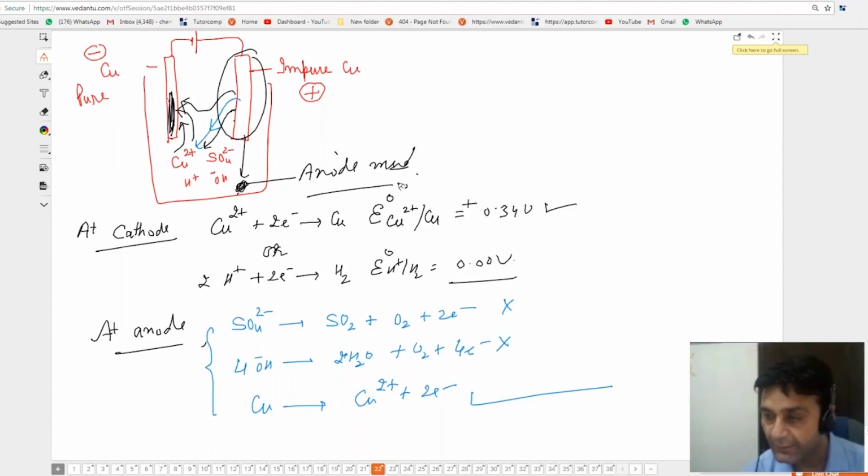Is that clear? Right. So out of these three options here, which one will take place? The one which requires minimum potential difference. Everybody okay? Getting me?